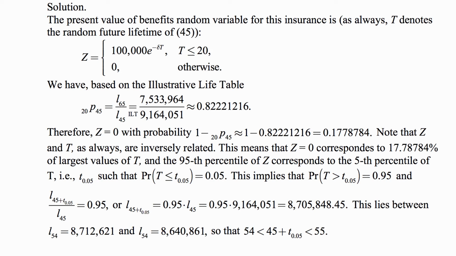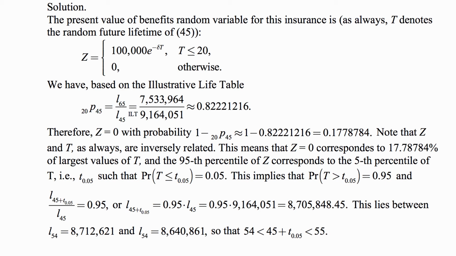And the 95th percentile of Z corresponds, therefore, to the 5th percentile of T. So T sub 0.05 is such that the probability of T being less than or equal to T sub 0.05 is 0.05. Equivalently, the probability that T is more than T sub 0.05 is 0.95. And that would mean that the population size at age 45 plus T sub 0.05 divided by the population size at age 45 is 0.95.